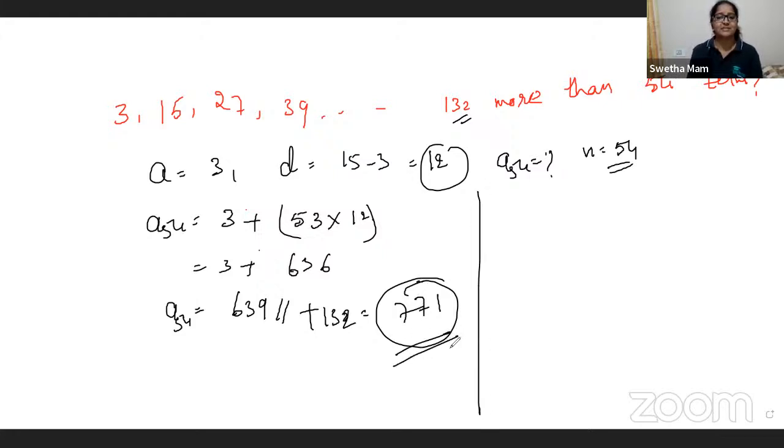So what is this 771? Take this as an, the last term. Are you understanding the problem?